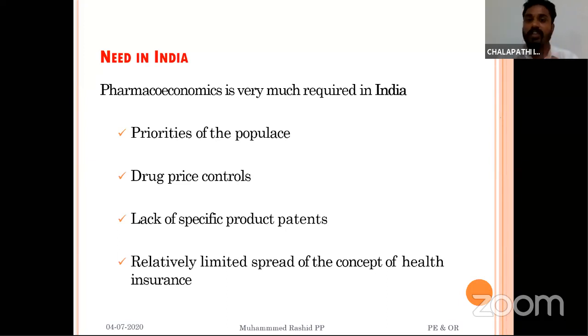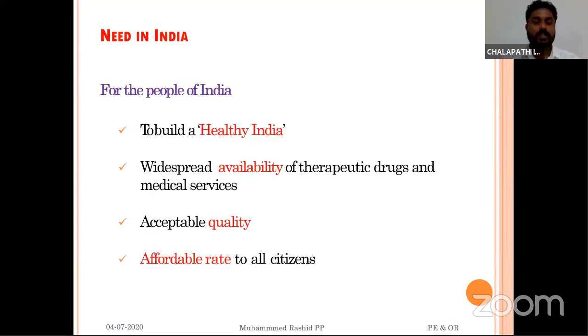But you should look whether that particular drug is affordable by your Indian population. That's another important thing when it comes to the product patent. Then limited spread of health insurance. As I said, the concept of health insurance is very much lacking in India. So you need pharmacoeconomics. To build a healthy India, you should be able to provide cost-effective treatment. Otherwise, if you are providing only effective treatment, the people will die because of poverty.